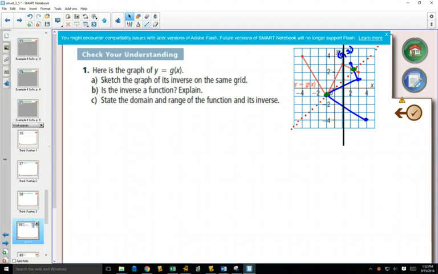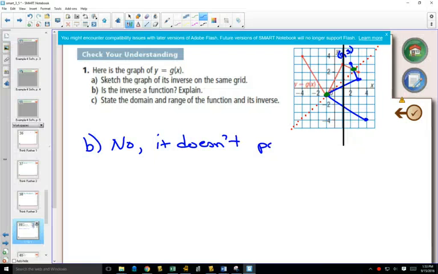But the blue graph, for example, right there, the line hits twice. So the blue graph is not a function. So for B, how would we explain? No, it doesn't pass the vertical line test.